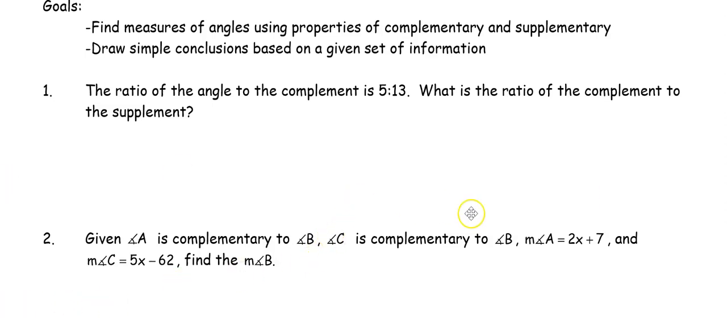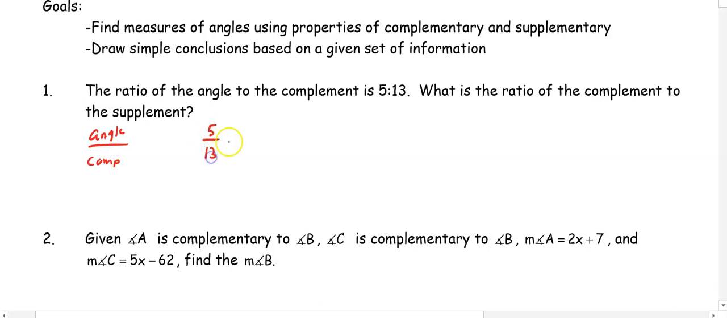So in number 1, the ratio of an angle to a complement is 5 to 13. What is the ratio of the complement to the supplement? So in this case, we are comparing our angle to our complement. So for every 5 degrees in an angle, there is 13 degrees in the complement. Remember that to represent an angle that we don't know, we call it x, and to represent its complement, we do 90 minus x. So now we have a proportion where we can cross multiply.